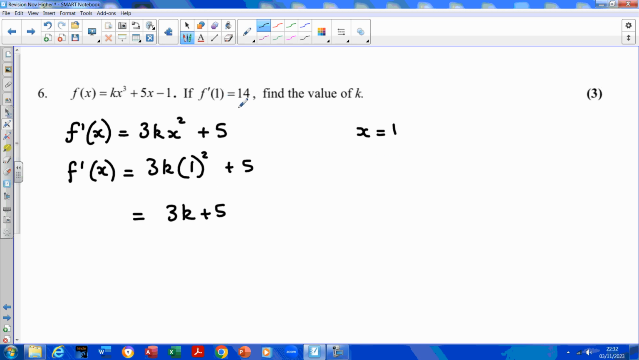But then they told me an answer. They told me it's equal to 14, and we want to work back and work out what that is. So 3k plus 5 equals 14. We'll take 5 off both sides. So 3k is equal to 9. Divide by 3, k is equal to 3.